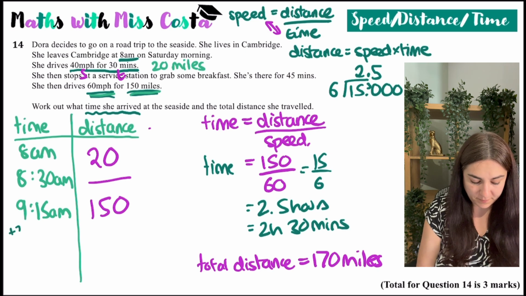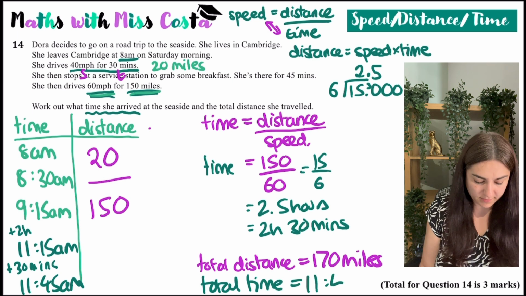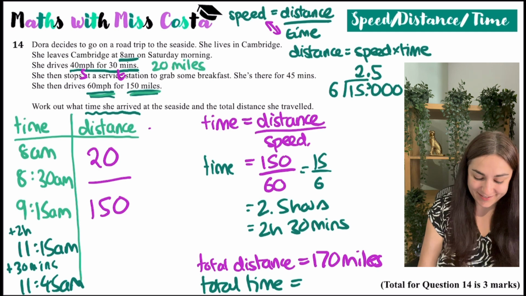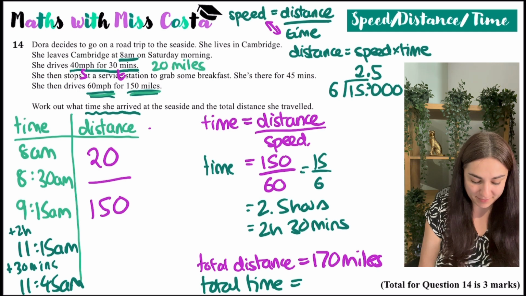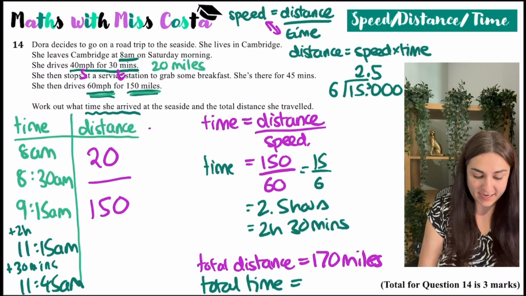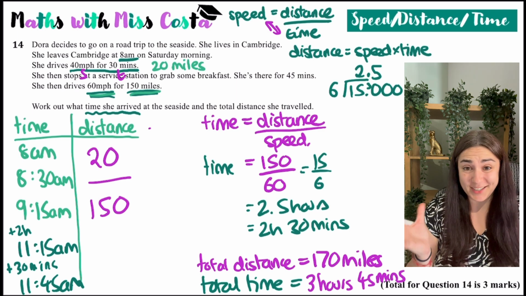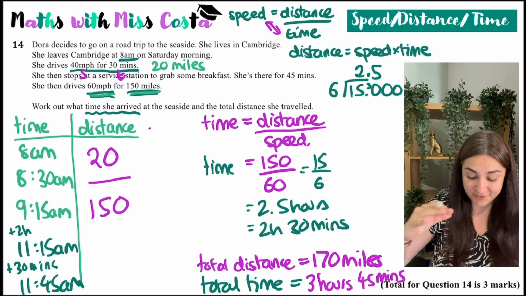So 9:15 plus 2 hours is going to be 11:15, and plus 30 minutes is 11:45 a.m. So the total time it took her is, it's not asking when she arrived, it's asking for the total time. So from 8 to 11, we go 9, 10, 11. So 3 hours and 45 minutes. And that's how we do that. So you just break up the question and work out each little bit by bit.